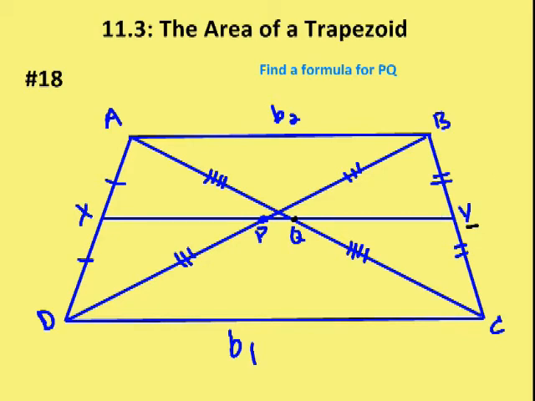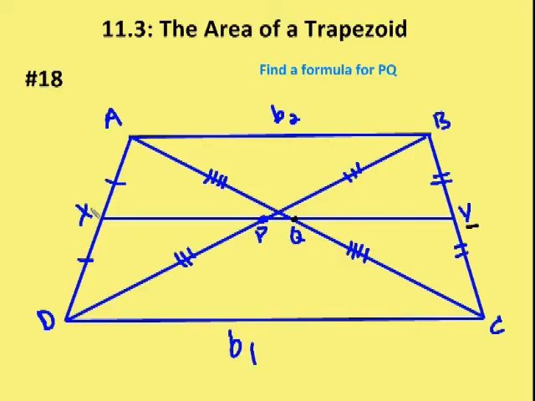So let me just create another document here so we can write this down. I know that XY, which is the median, is going to be equal to 1/2 of base 2 plus base 1. So by definition of the median, I know that X is the midpoint of AD, Y is the midpoint of BC, XY is the median, so it's equal to half of AB plus BC, or base 2 plus base 1.